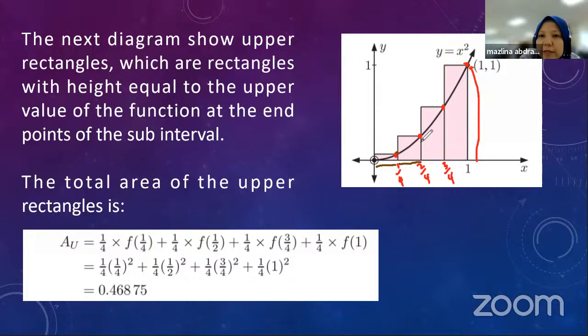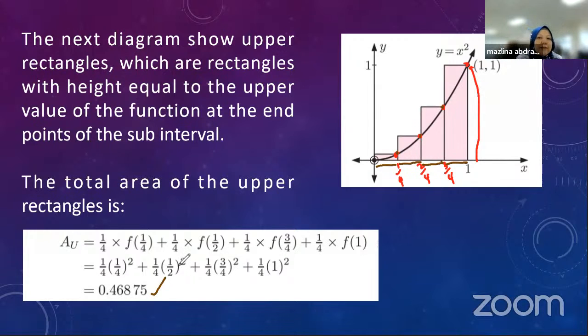So the height, we take this one that touches the function, when x is 1/2. And then the next one is also 1/4 times the height of the rectangle here when x is 3/4, f of 3/4. And then the last one is also 1/4 times the height of the rectangle here when x is equal to 1. So substitute, we got this value.